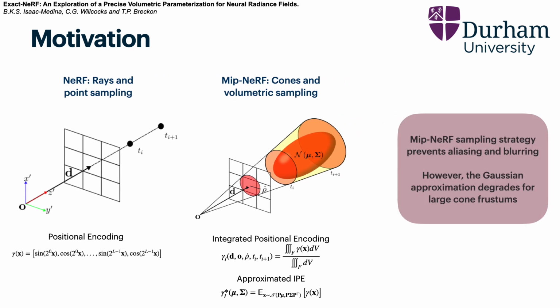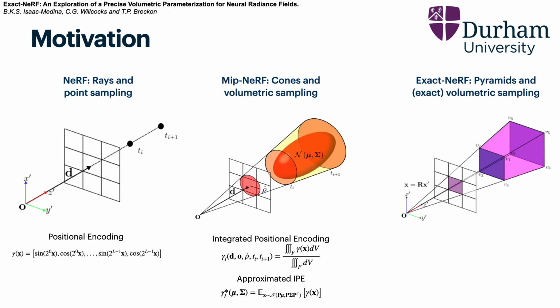With this implementation, Mip-NeRF prevents aliasing and reduces blurring. However, the Gaussian approximation degrades for larger regions, which are located far away from the camera. This is usually not a problem for bounded scenes, but it can be for larger scenes such as 360-degree photographic scenes that have a background, such as the Mip-NeRF 360 dataset.